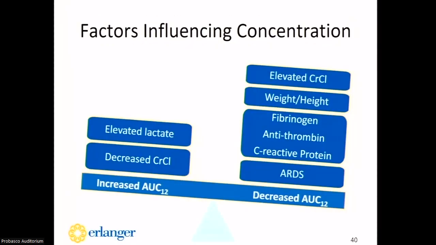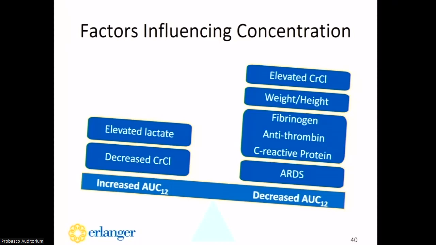So to get a clear understanding of what could be driving the variation in this population, Talbert and colleagues took the same study population as the previous study, along with 22 other critically ill patients, and examined the data for covariates of linezolid pharmacokinetics. And for their efficacy surrogate, they chose a 12-hour AUC value of greater than 100. They found that elevated creatinine clearance, elevated weight and height, increased fibrinogen, antithrombin, or CRP levels, as well as the presence of ARDS, correlated with a decreased 12-hour AUC, while elevated lactate levels and low creatinine clearance correlated with increased linezolid concentrations.